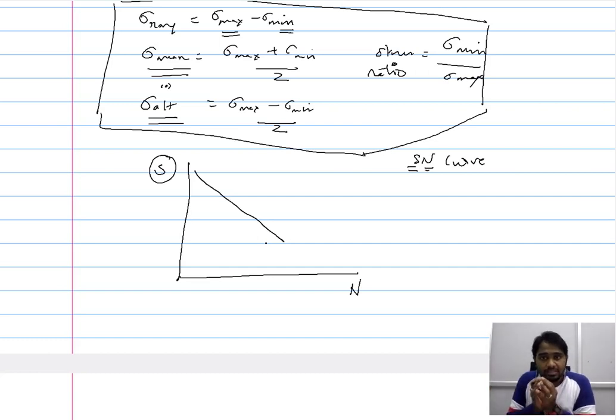So there is a certain limit of stress below which the material is able to survive infinite cycles. This infinite again is a relative term. So it is able to survive an infinite amount of stress cycles. That particular limit we refer to as the fatigue limit.